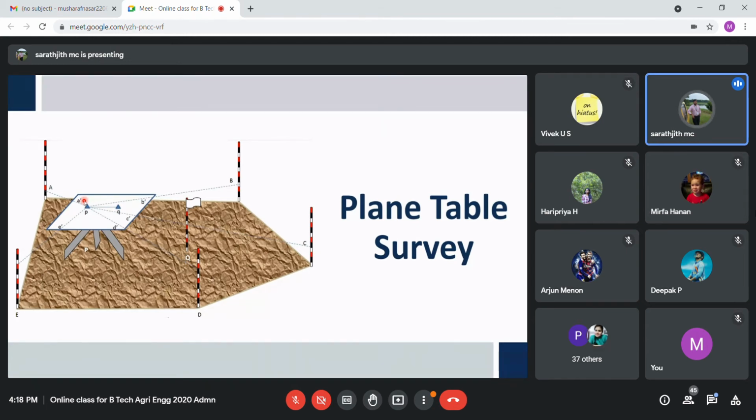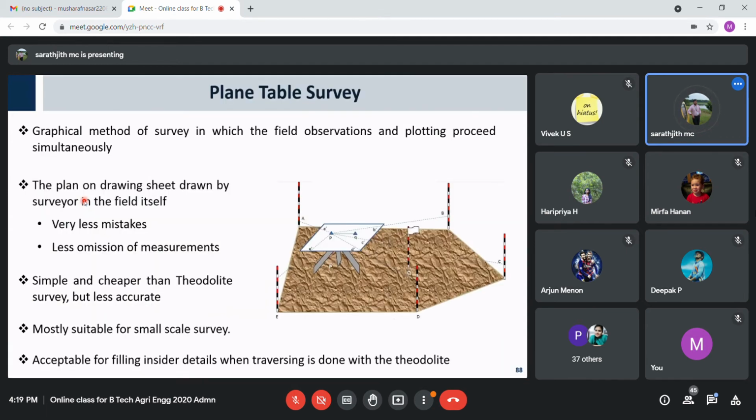Yes, sir. Likewise, for every point, you are going to draw a line in the direction in which you see the ranging dot. Okay, that is the basic idea of plane table surveying. So it is a graphical method of survey in which the field observations and plotting are done simultaneously.